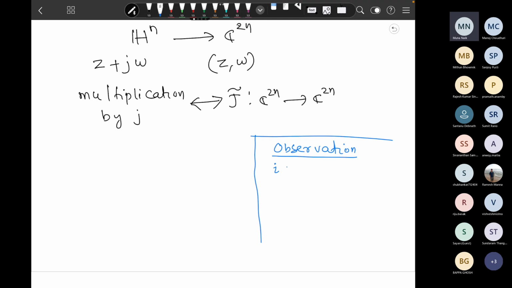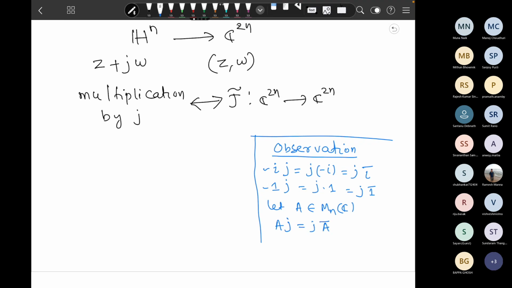So take I into j. This is equal to j into minus I, right? Because this is non-commutative, and minus I, you can take as I bar. Similarly, you take 1j. This is j into 1, which is j into 1 bar. Now from these two equations, if A belongs to MNC, you will be able to show that AJ is equal to JA bar, because the elements of A are nothing but real linear combinations of I and 1. Similarly, A bar J is equal to J A, just put A bar in place of A. This is a very crucial relation. This is called the star and this is called double star.